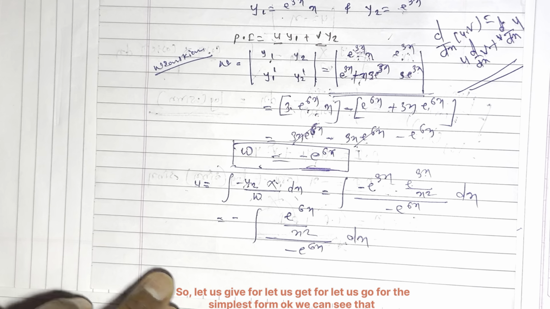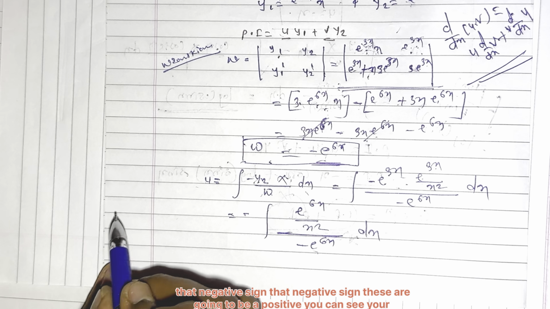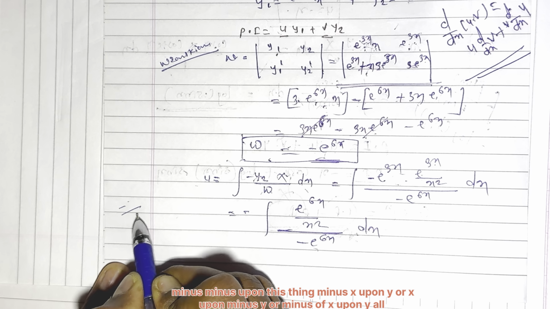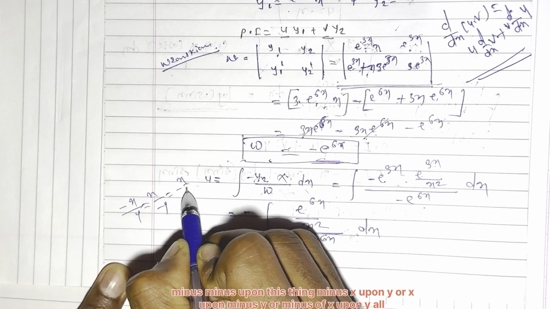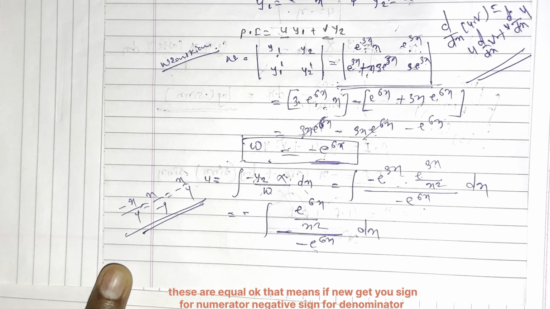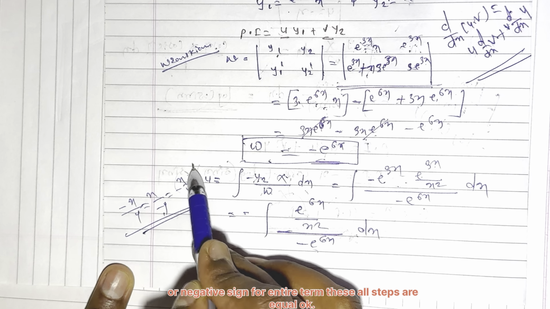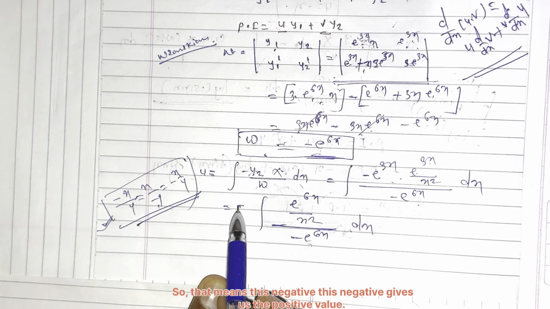We can see that these negative signs are going to be positive. You can see here minus upon minus, minus x upon y, or x upon minus y, or minus of x upon y, all these are equal. That means negative sign for numerator, negative sign for denominator, or negative sign for the entire term, all these are equal. So this negative gives us the positive value.